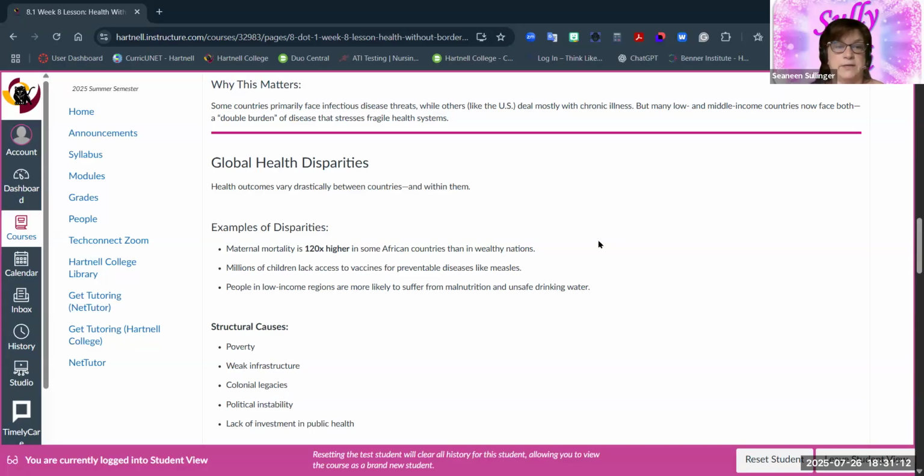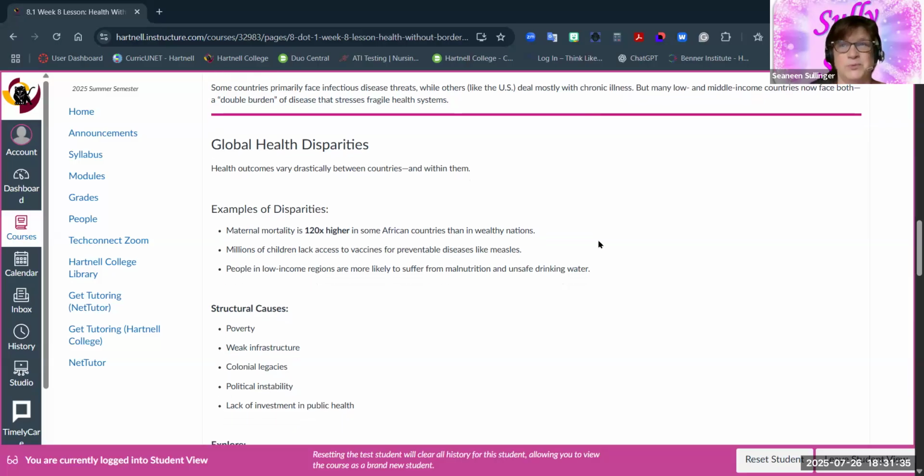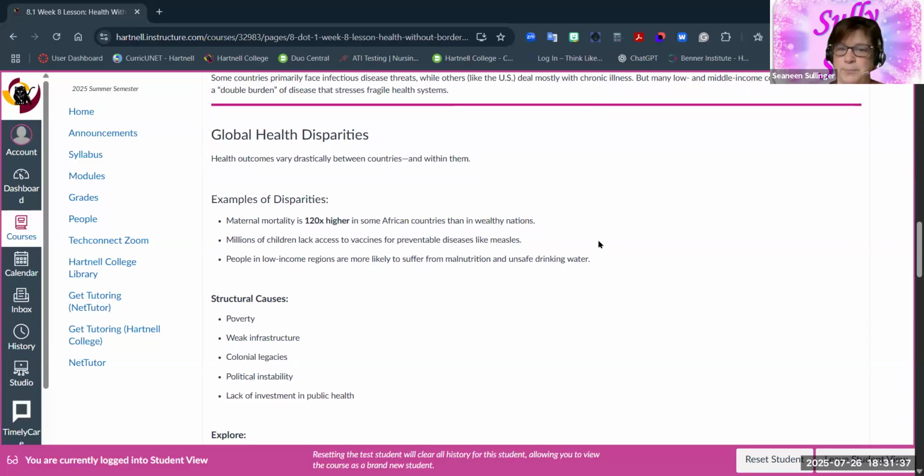For example, maternal mortality, we're going to show you a chart later on here, is 120 times higher in some African countries than in what are considered wealthy nations like the United States. Children lack access to vaccines for preventable diseases like measles, which has pretty much been eradicated in the United States. And then people in low-income regions are more likely to suffer malnutrition and unsafe drinking water, which we talk about, but it's not necessarily top of mind in the United States.